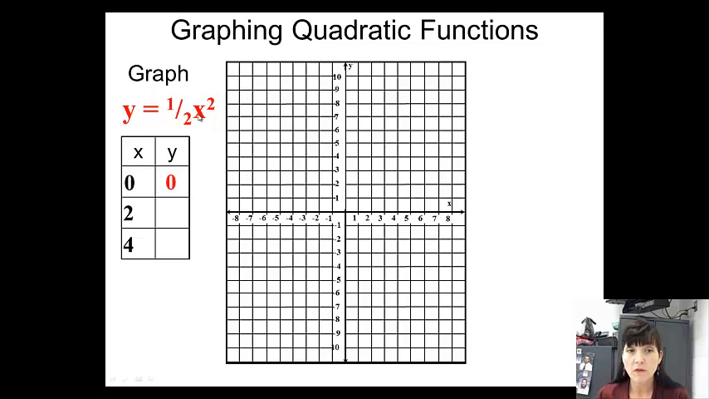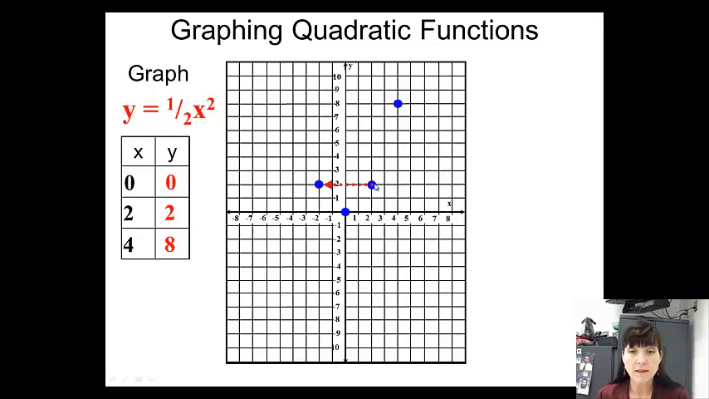When I plug in 0 for x, 0 squared is 0 times 1/2 is 0. Plug in 2. 2 squared is 4 times 1/2 is 2. And then finally, 4 squared is 16. Half of that is 8. And all you have to do is graph those 3 points. Once you graph those 3 points, now you're going to move these points across the y-axis in the exact same position, but on the negative side.